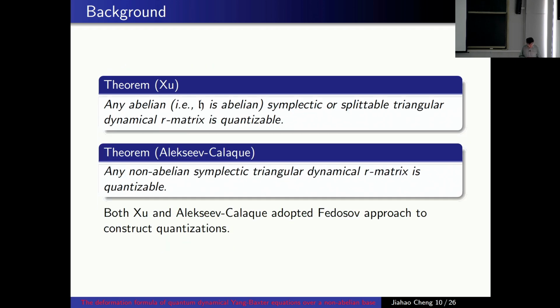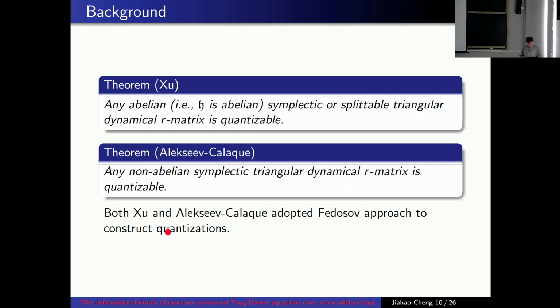Okay, next we recall a theorem. Professor Xu proves that when H is an abelian Lie algebra, any symplectic classical dynamical R matrix can be quantized. So this is his result. And moreover, Etingof and Varchenko, they moreover prove that when H is non-abelian, for any non-abelian but still symplectic triangular dynamical R matrix, it also can be quantized.